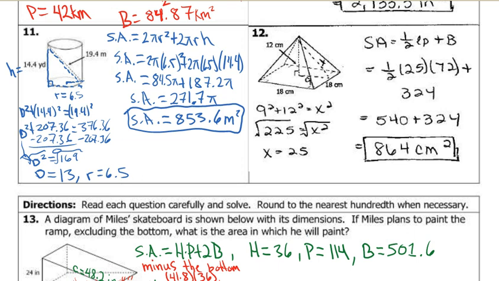So now I have my radius and my height. Now I just have to plug it in. I do the multiplication, I add, some magic happens here, and then your surface area is equal to 853.6 meters squared.